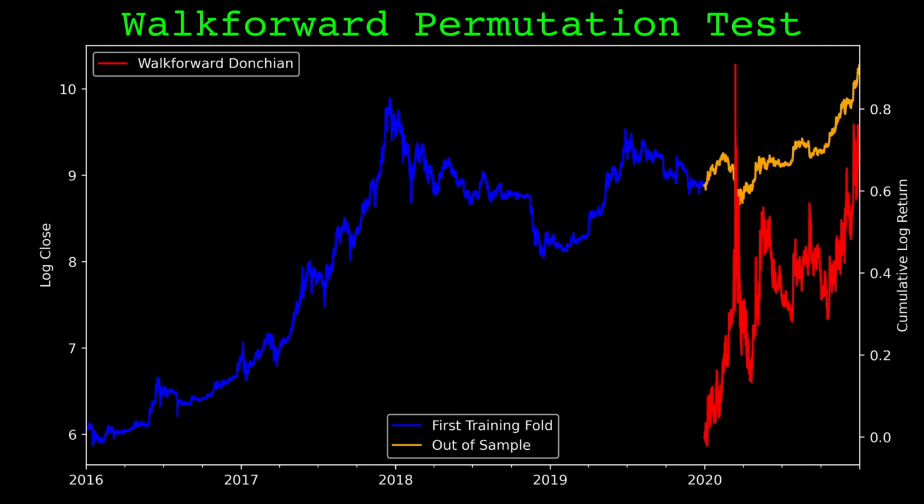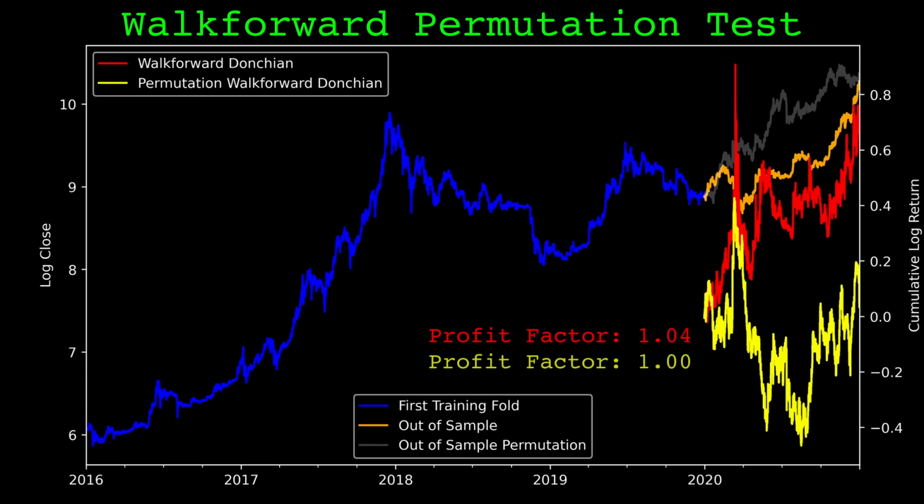If our real walk forward results are to be attributed to patterns learned from past data reoccurring in this future data, then our real walk forward profit factor should be better than the vast majority of profit factors produced by worthless strategies. This is the walk forward permutation test.